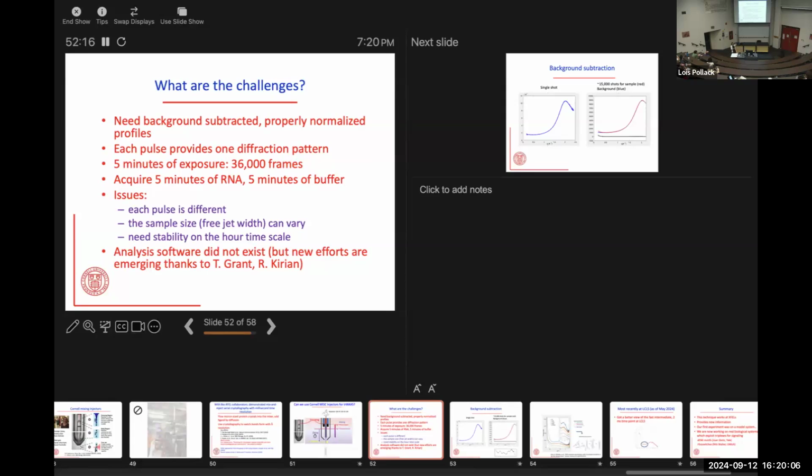The jet width, although it's quite stable, is not perfectly stable, and things are always moving around. And we need this to be stable on the hour time scale because we have to load it, let it flow, and take data. So this is quite a challenge. And at the time that we started, the analysis software did not exist, right? But with the efforts of Tom Grant and Rick Kirian, it is being born, so to speak.